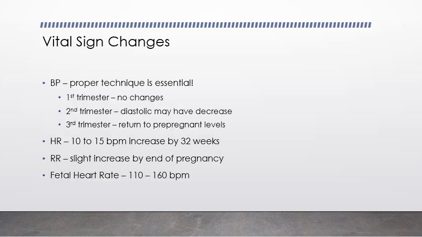There are vital sign changes that happen during pregnancy, and you can see those listed on this slide. In the second trimester, the diastolic reading may have a slight decrease, but by the third trimester, the blood pressure should return to baseline values. The heart rate is going to increase, as we discussed, and the respiratory rate also slightly increases.